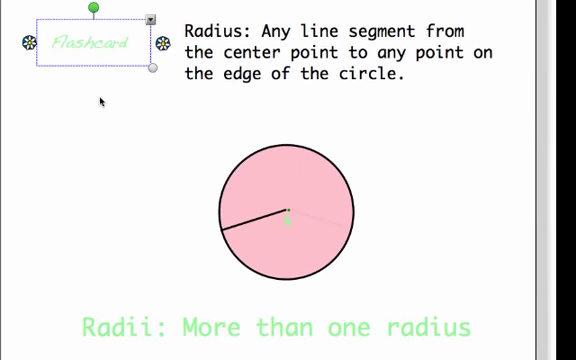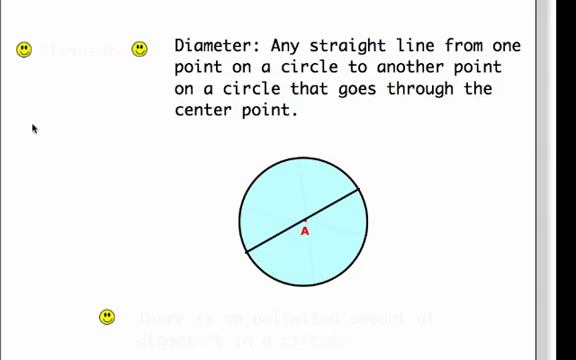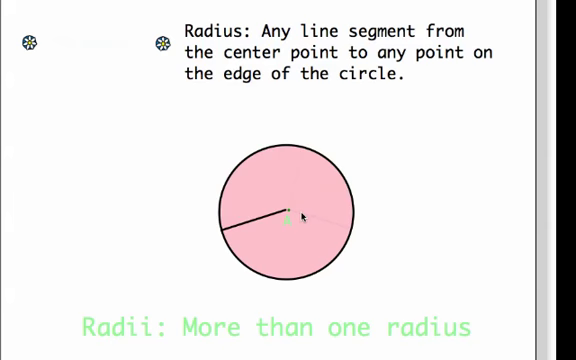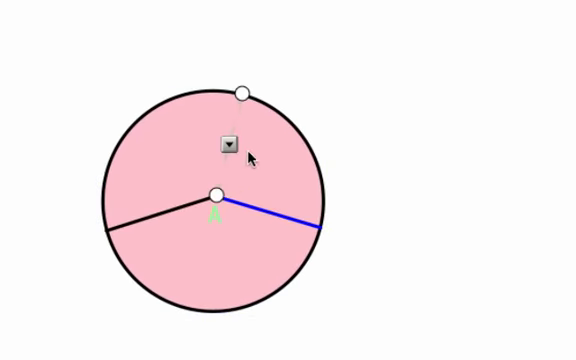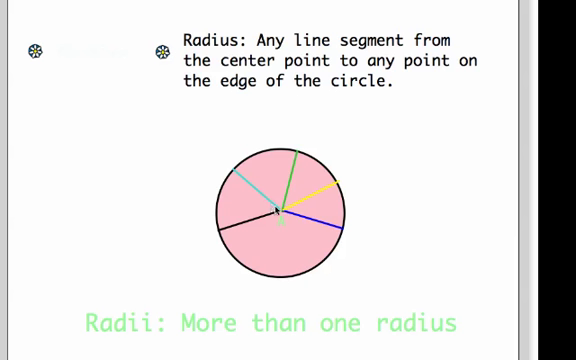This again is a flashcard term. So it's any line segment from the center point to any point on the edge of the circle. And you can see it's halfway there, whereas the diameter went all the way. And just like diameter, we can have multiple radii. I've got a few listed here. You get the idea. They're all going to be the same distance because they go from the center point to the edge of the circle.